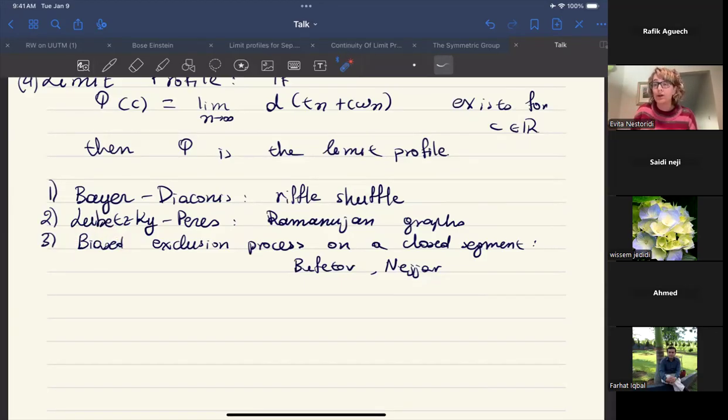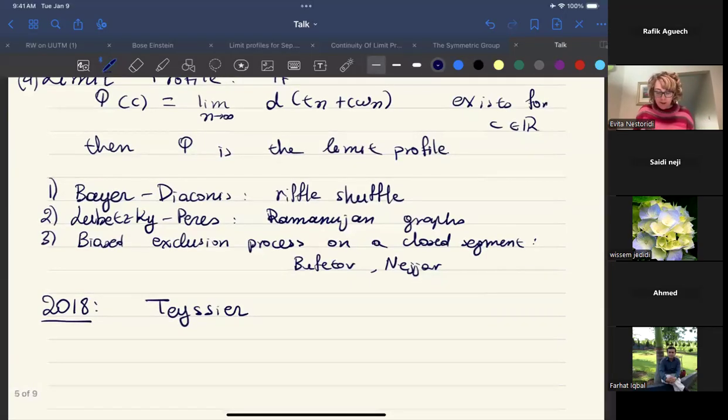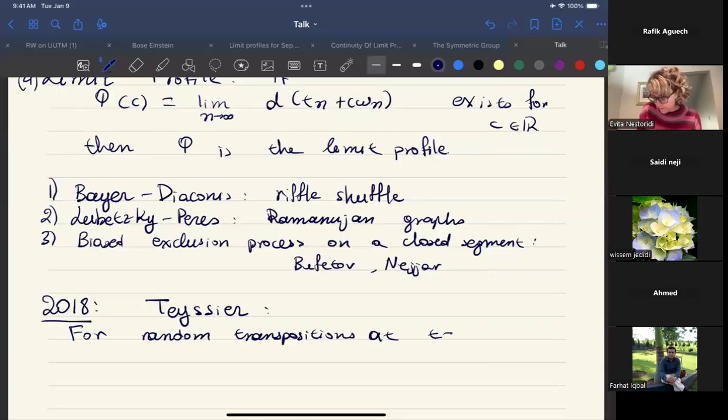None of these papers introduce some sort of technique. And this is why I say that for me, the subject started in 2018 when Teyssier refined the arguments of Diaconis and Shahshahani and used Fourier inversion to actually introduce the first technique for how on earth do we find this limit profile. So his exact result was that for random transpositions, at time 1/2 n log n plus c.